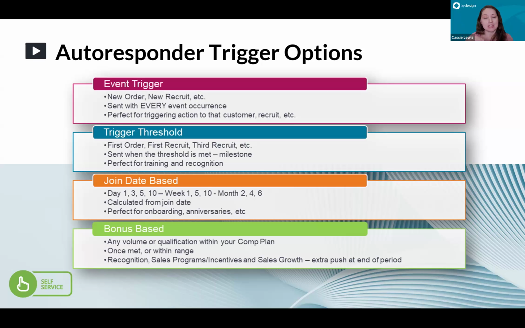This means that at certain milestones of volume, you can send out alerts. Maybe you have active status at 500 PV. You can send an autoresponder for that. Maybe they unlock a deeper discount or a higher earnings once they reach 1500 in PV. You can send an alert for that. You can help them to know when they're close to achieving a rank. You can recognize them after they've achieved a rank. It really is so powerful that the possibilities are truly endless when it comes to this bonus based alert or autoresponder.